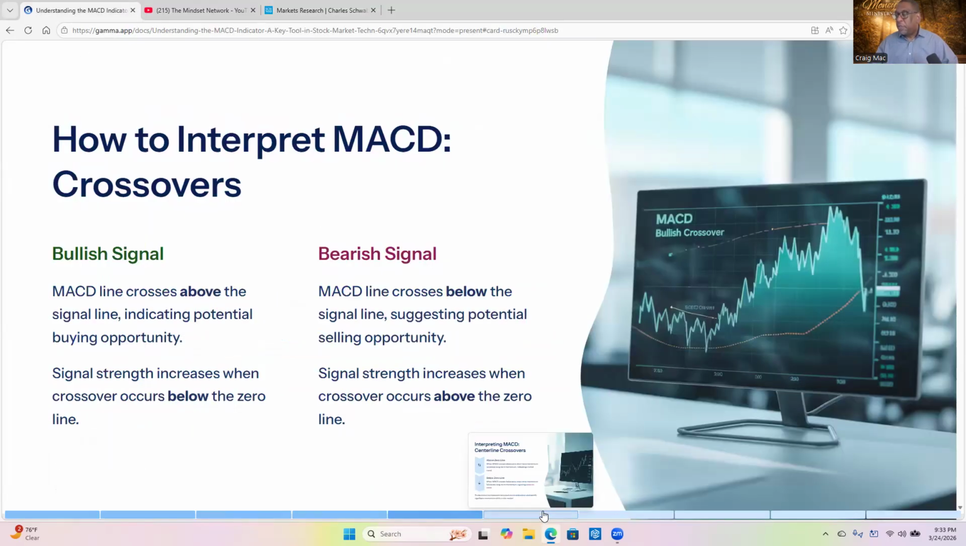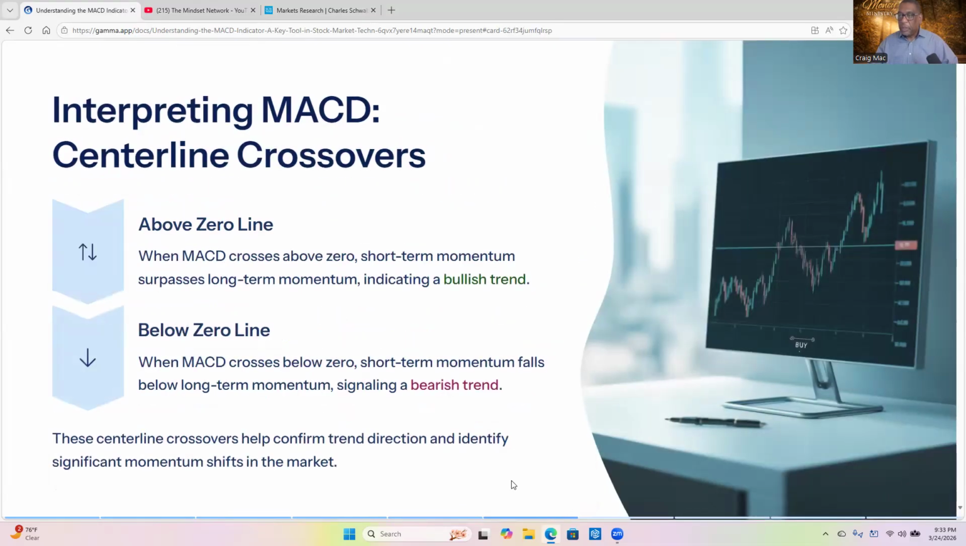And let's move on. Interpreting the crossover. Just went over that. Above the zero line, the MACD crosses above zero. Short-term momentum surpasses long-term momentum, indicating a bullish trend. Below means it's a bearish trend.